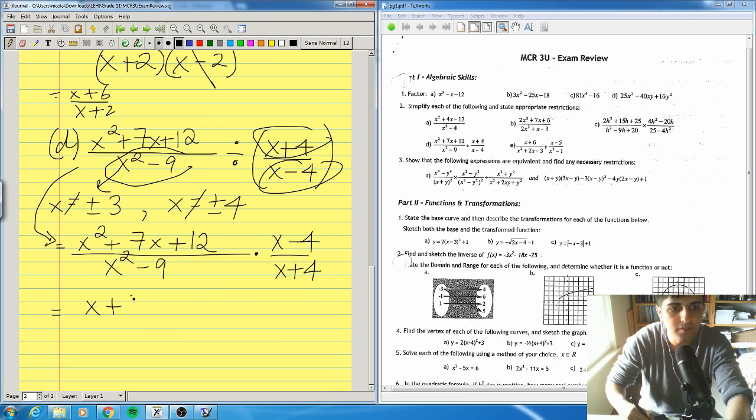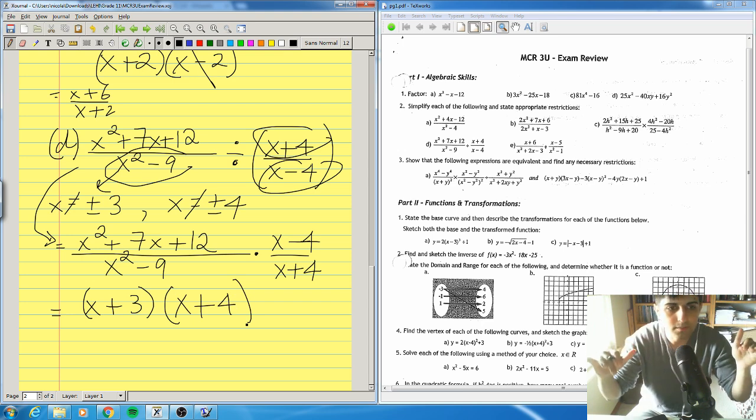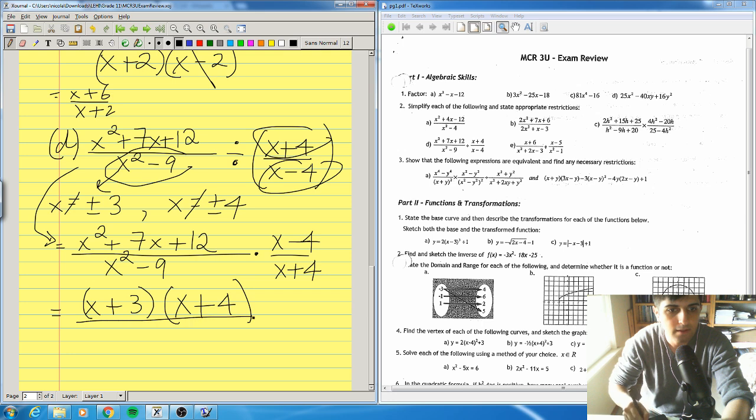Well, that's x plus 3, right? And x plus 4. Check that out, right? So you get 3 times 4 is 12. They add together, you get 7. We're good. Okay. And then you've got a difference of squares in the bottom.